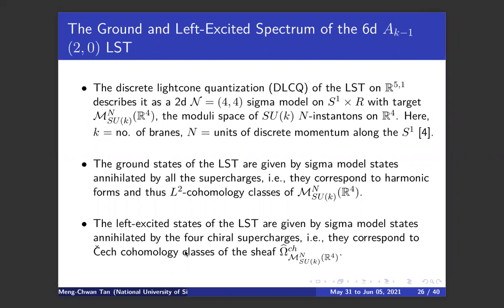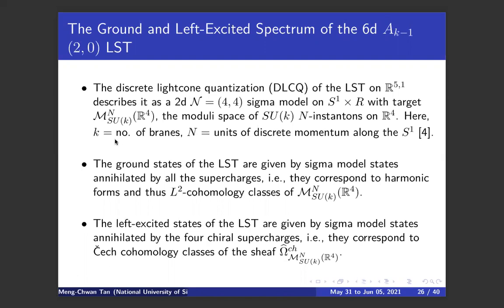So do not be confused: our 2D sigma model, the (2,2) one, is an auxiliary physical theory that we are going to use to allow us to understand this a bit better. But in the case of the light cone quantization of little string theory, it is actually a (4,4) sigma model on a cylinder with target space the moduli space of SU(K) n instantons on R4. This has been summarized in the review by Aharony of work over several years, where many people have worked on it in the late 90s.